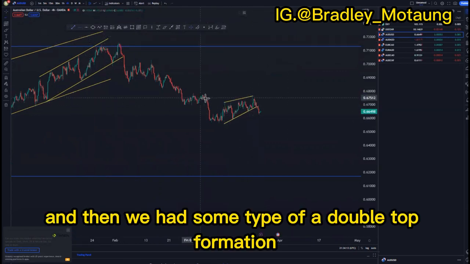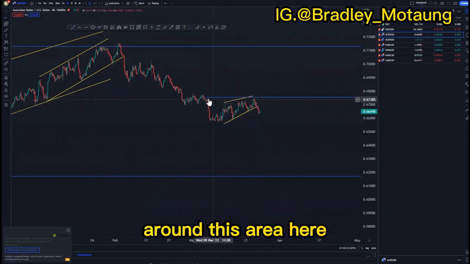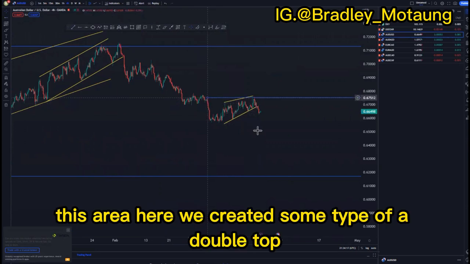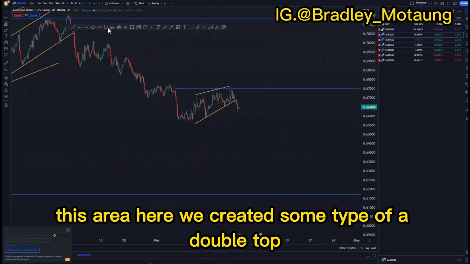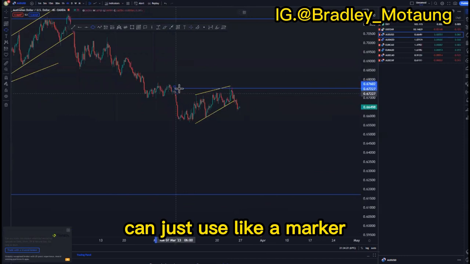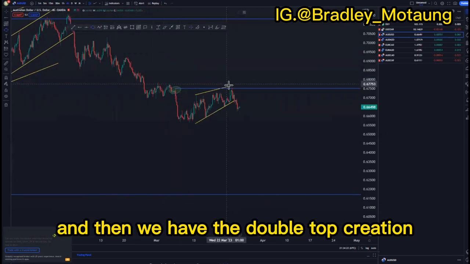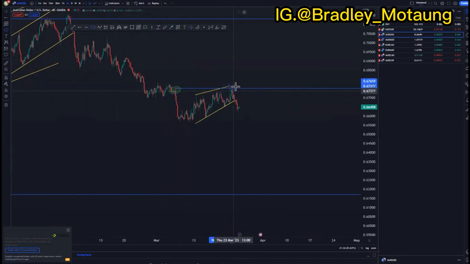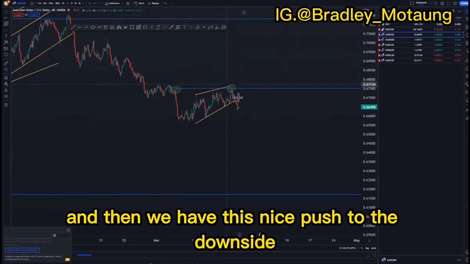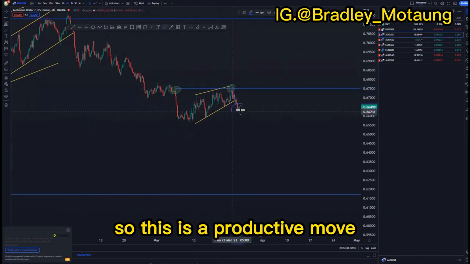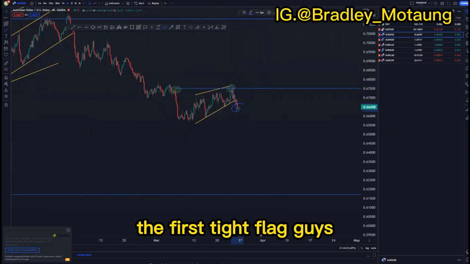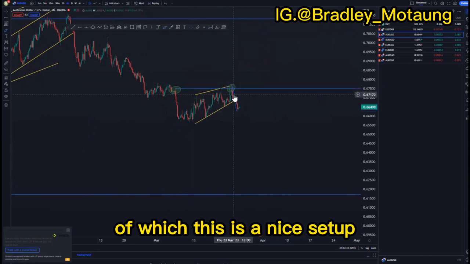And then we had some type of a double top formation around this area here. This area here, we created some type of a double top. You can just use a marker just like this. And then we have the double top creation. And then we had this nice push to the downside. So this is a corrective move. The first tight flag, guys, of which this is a nice setup.